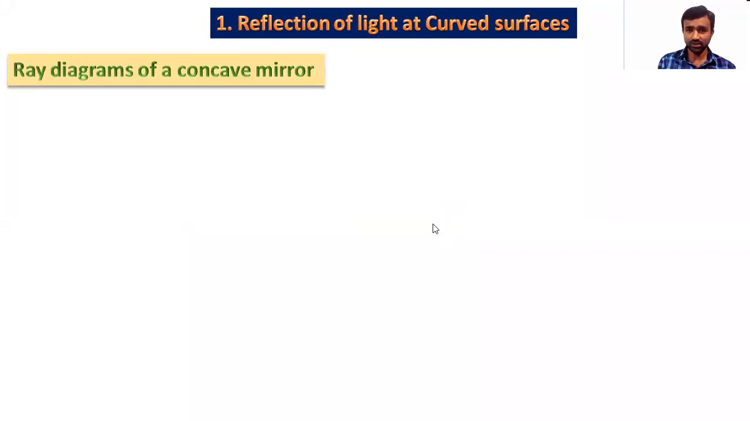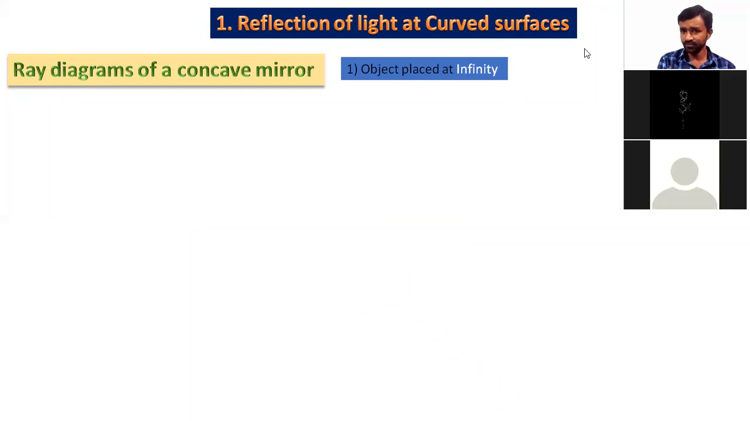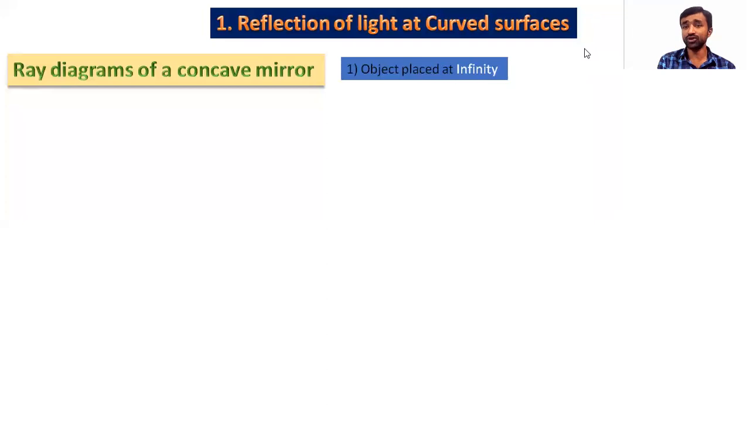For this, we have various positions. The very first position is from a very long distance. We can call it an object placed at infinity. Will you show the object in this case? Can we show the object at infinity? No, we are not showing the object in this case. We will just use a parallel beam of light rays.